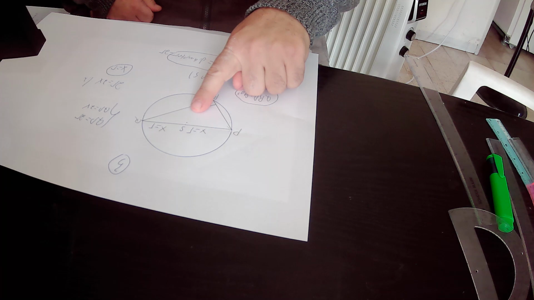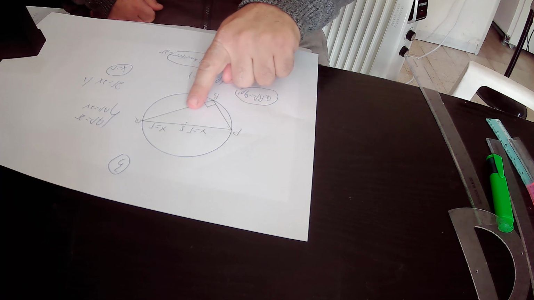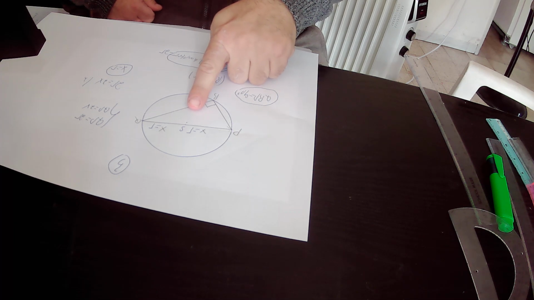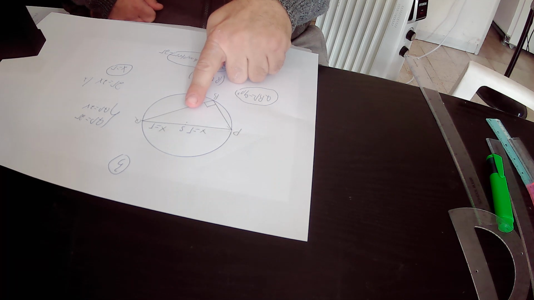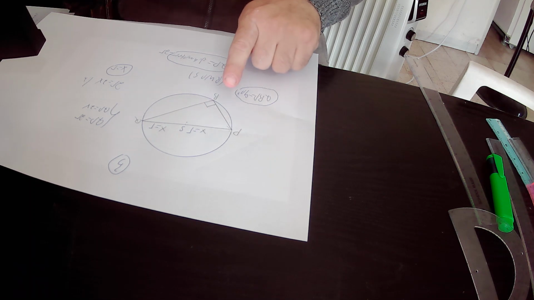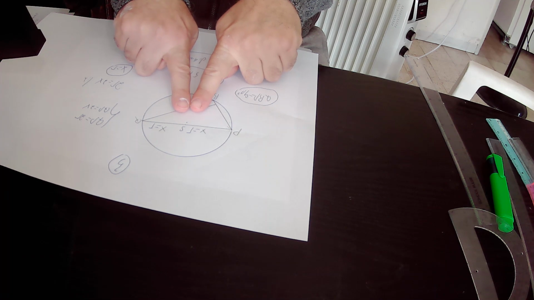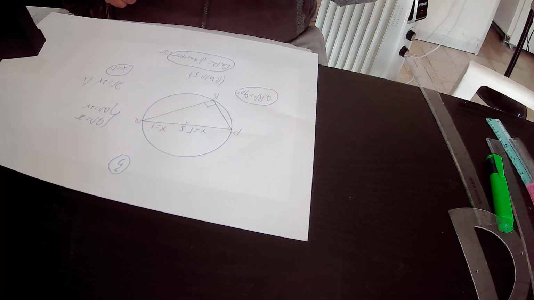So PS is the radius of the circle that is equal to R, and SQ is also the radius of this circle that is equal to R. So point S must be the center of the circle. Okay? Here, the two radii touch each other at point S. Therefore, point S must be the center of the circle.